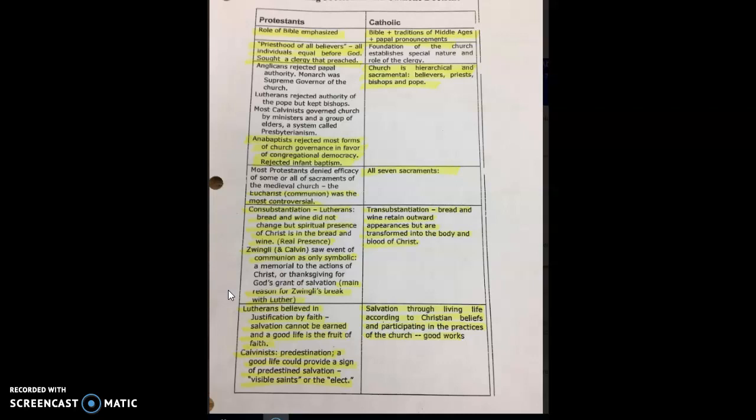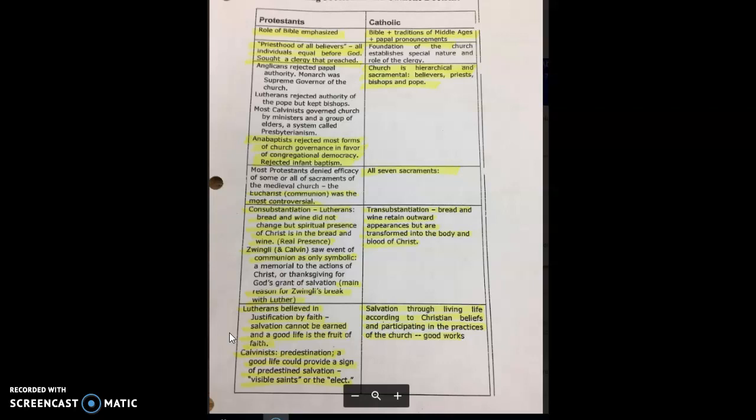Next, when it comes to salvation, there are differences between the Catholics and the Protestants. Catholics, it says here, salvation through living life according to Christian beliefs and participating in the practices of the church. That is what they refer to as good works. So I would make a note to yourself that they believe to achieve salvation, one must have faith and good works, the combination of the two, faith and good works.